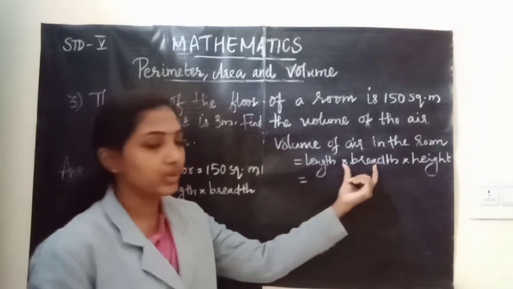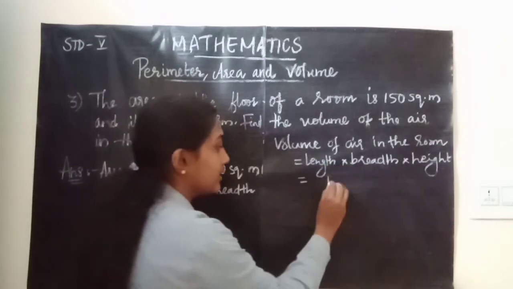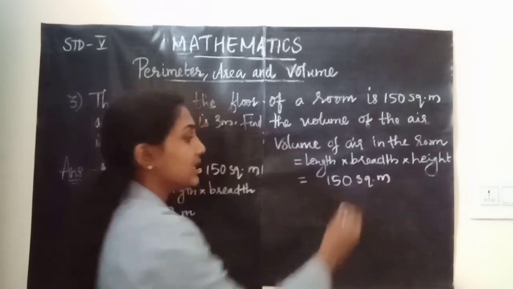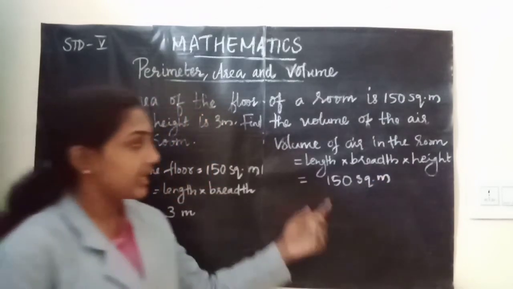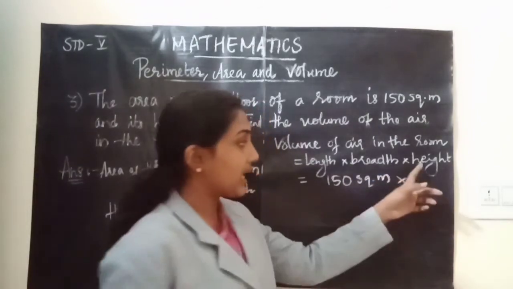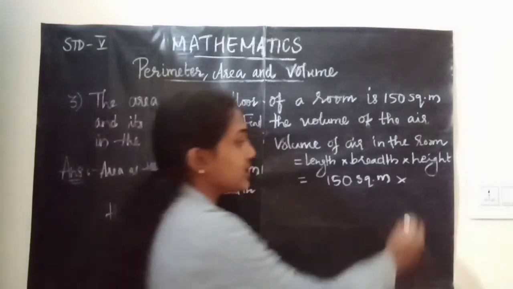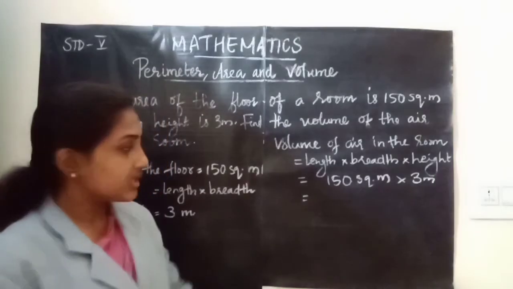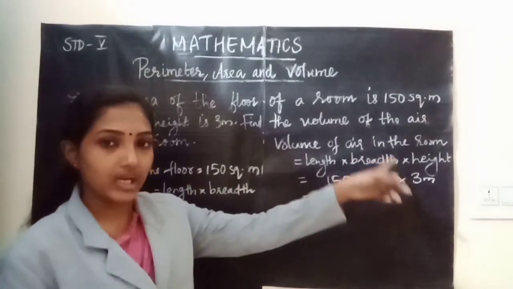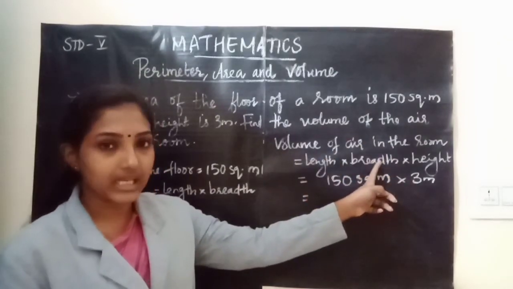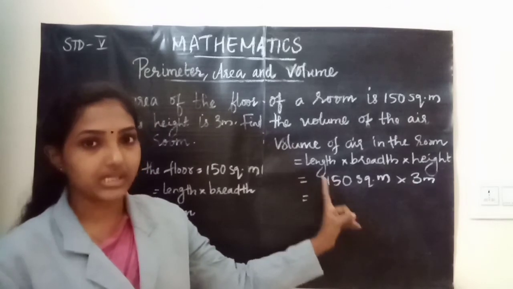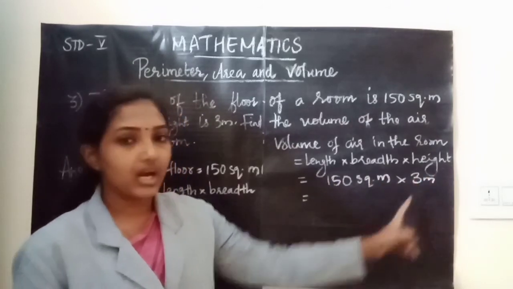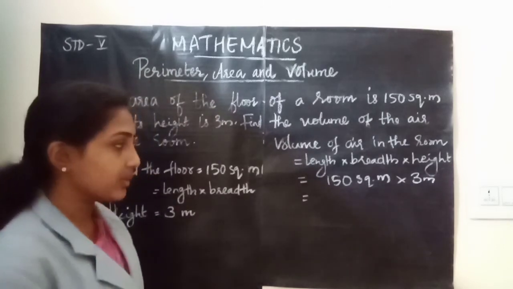Length into breadth into height, and length into breadth is the area. So length into breadth, here we can write it's 150 square meter. It is the area. Okay, and into height, which is 3 meter. So area of the floor is 150 square meter into height, height is 3 meter. Okay.